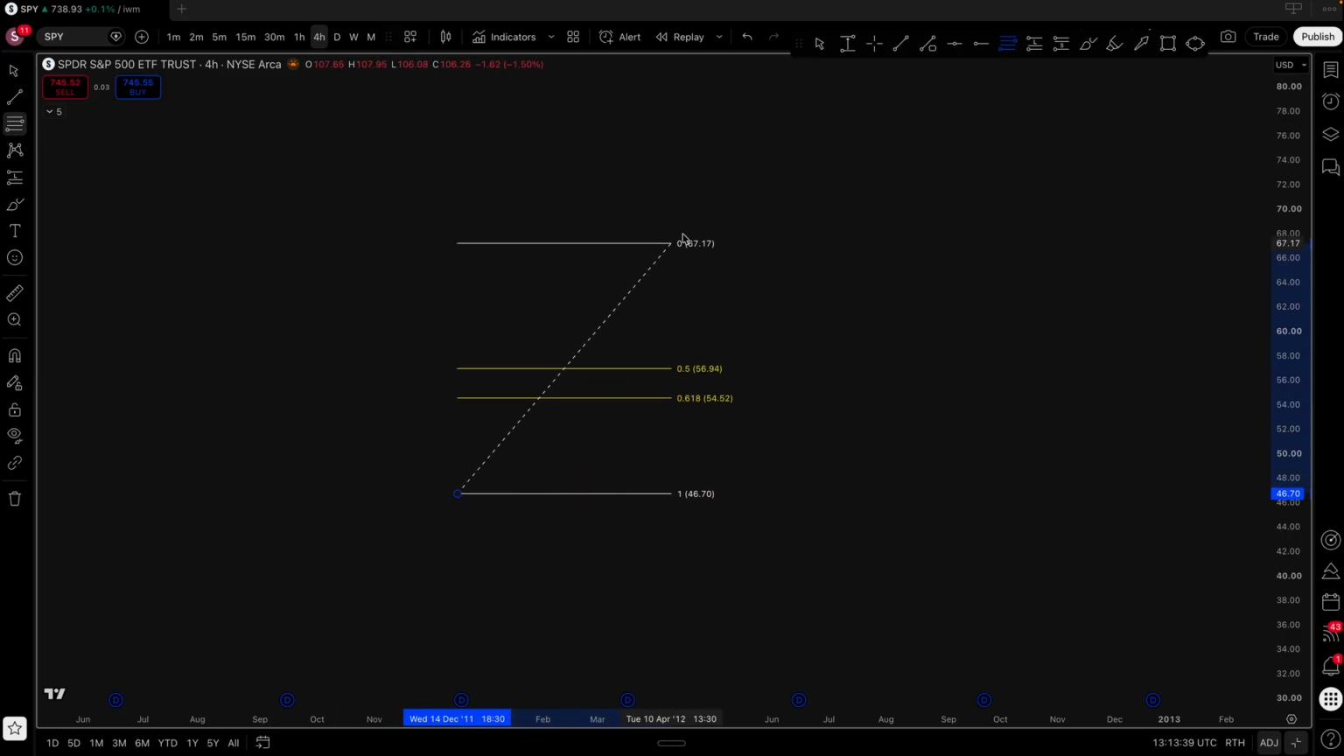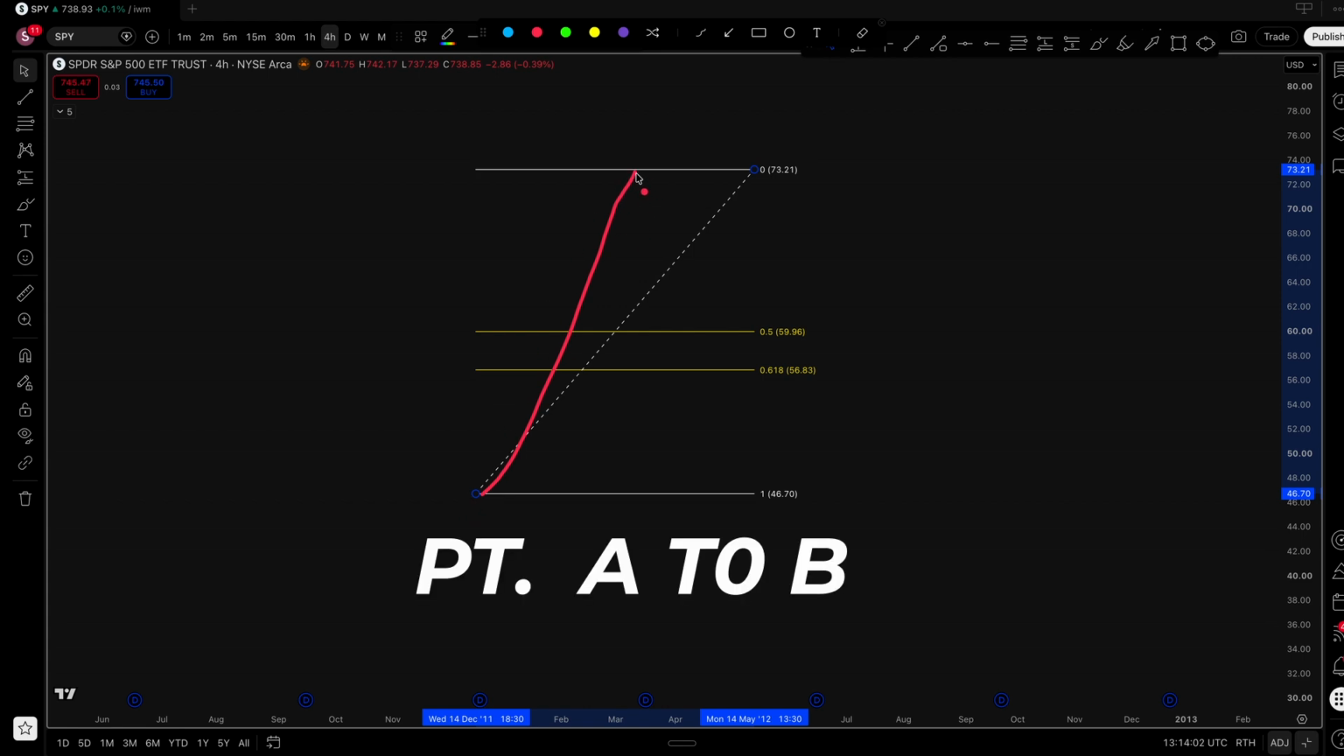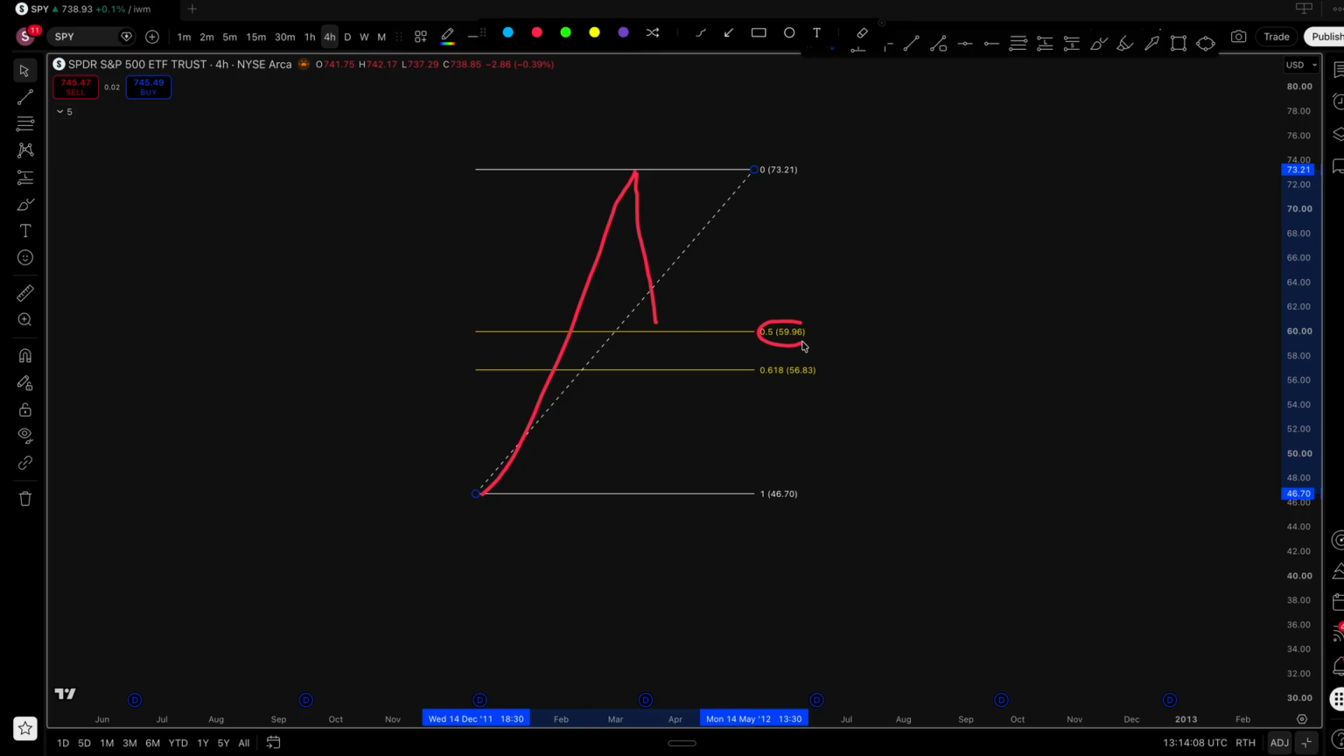Now look at this. So the market was coming up. This is my low. I'm gonna swing from my low to the most recent high and wait for the pullback. When the market pulls back, it's normally pulling back to the 50% level, which is right here, or the 61.8 level, which is right here.